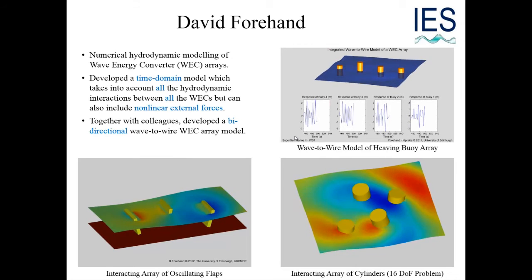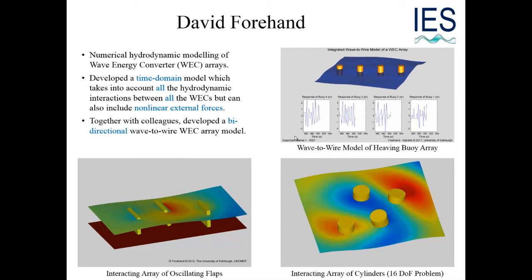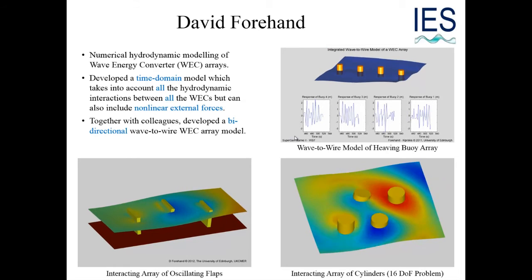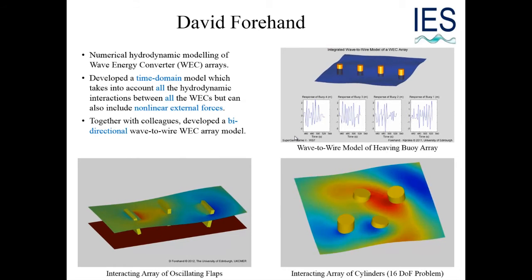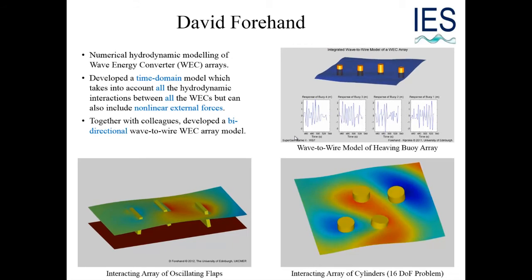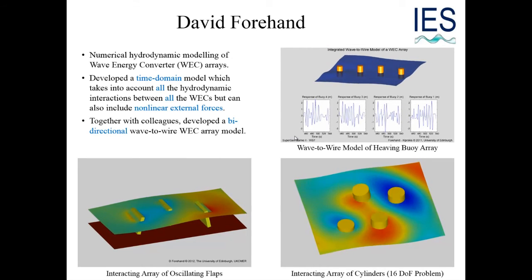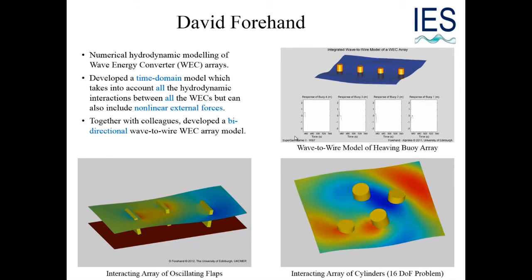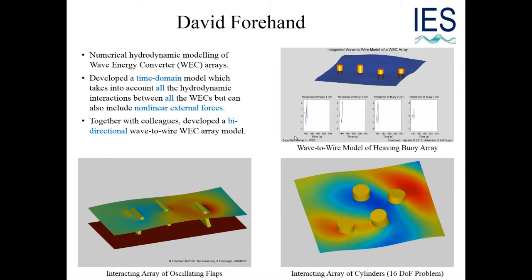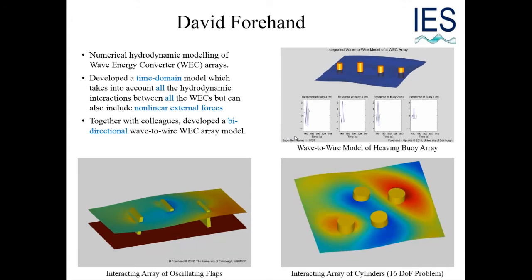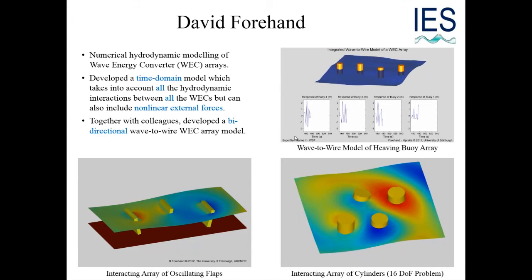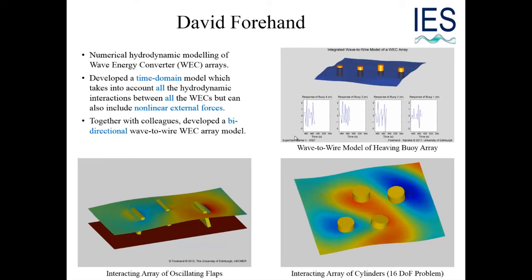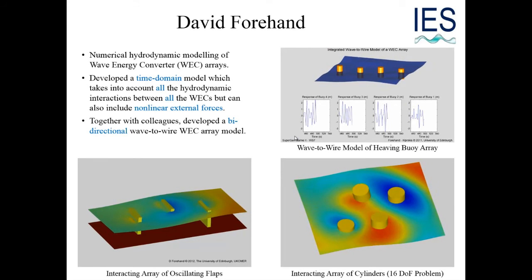Also, together with some colleagues, we've combined that hydrodynamic array model with models of the generator, models of the grid, so we have a full wave-to-wire model, and that's a bidirectional wave-to-wire model in that we can also run it the other way around. So if we have a network event, we can see what effect that network event has back on the buoys and on the sea.